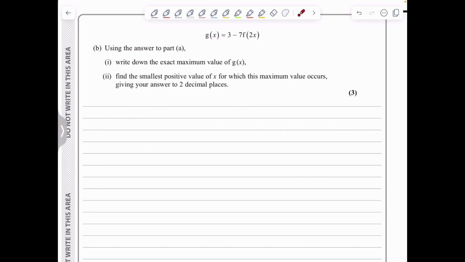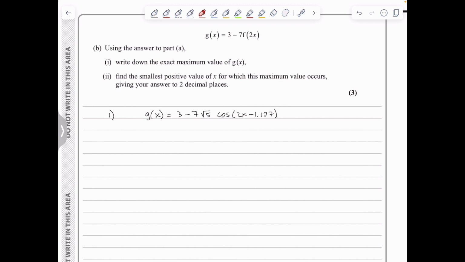In part B, we need to use the answer to part A to determine the exact maximum value of g of x, where g of x is defined to be 3 minus 7 f of 2x. So the first thing to do is write the expression for g of x in terms of x. So g of x is 3 minus 7, and we've got f of 2x being root 5 cos(2x minus 1.107) according to the answer we obtained in part A.